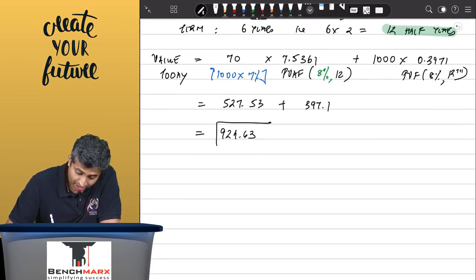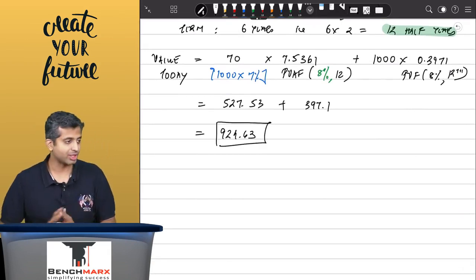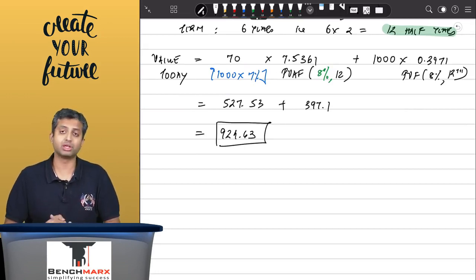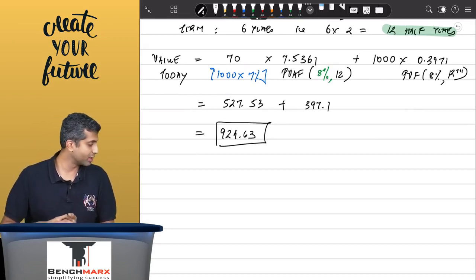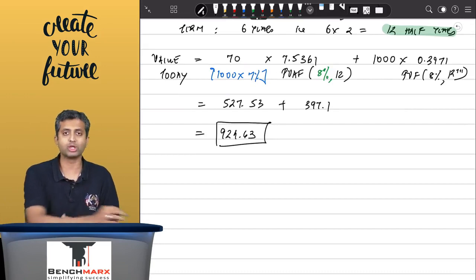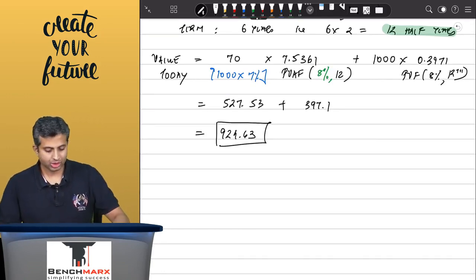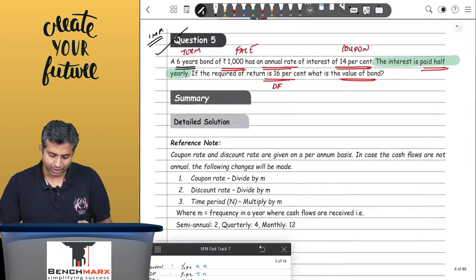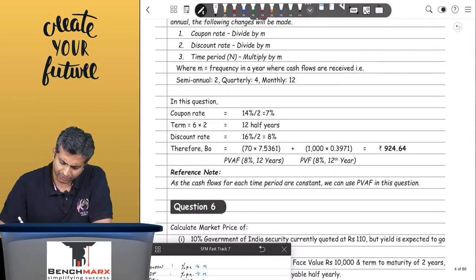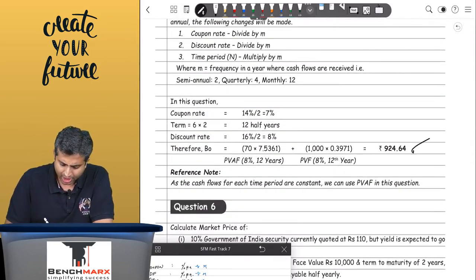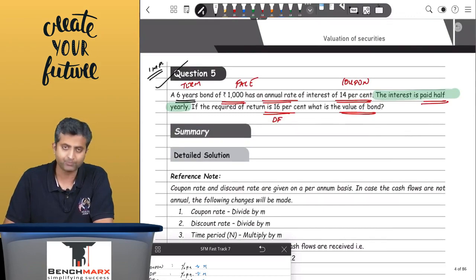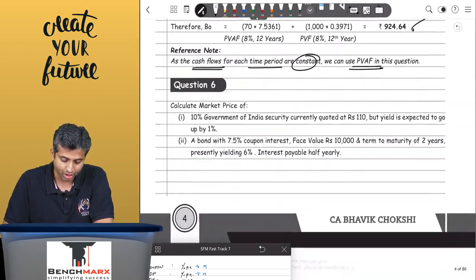924.63. This is less than 1000, as you expected, and as a result this will be treated as the value of the bond. So the value of the bond today is, let us say, 924.63. Okay, so that kind of takes care of this question. If we verify, this is 924. So we have just mentioned that as cash flows in each time period are constant, we can use the annuity factor in this question as well. Perfect. So that is question number 5.